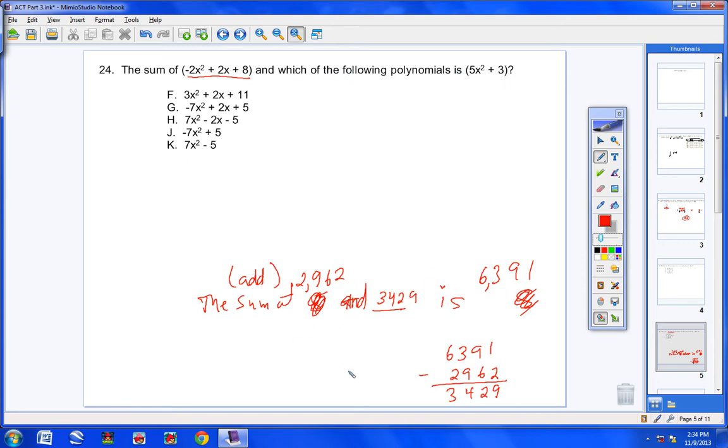So I'm going to use this property or this principle up here. Notice how I took this first number and I subtracted the second one. So I'm going to take this expression here, 5x squared plus 3, and I'm going to subtract negative 2x squared plus 2x plus 8. The exact same thing, guys. I'm doing the exact same thing down here.